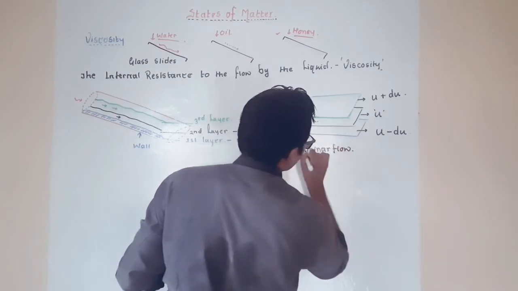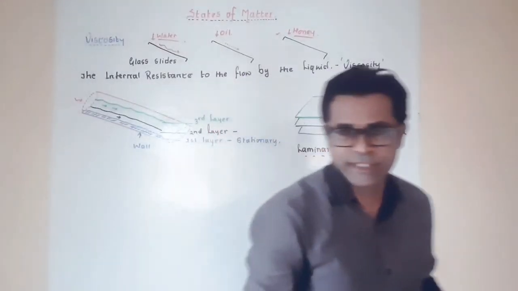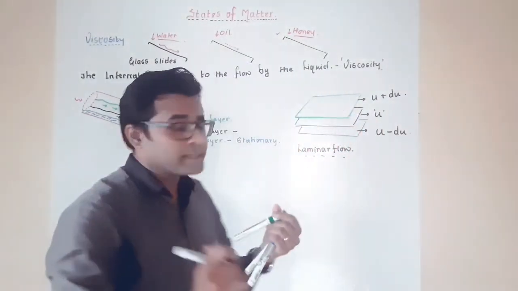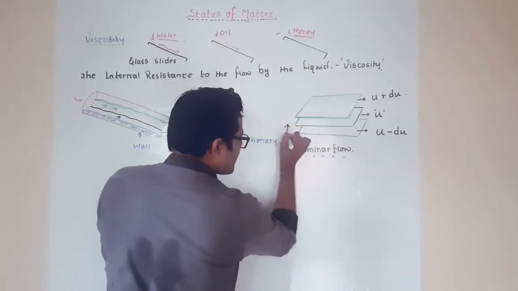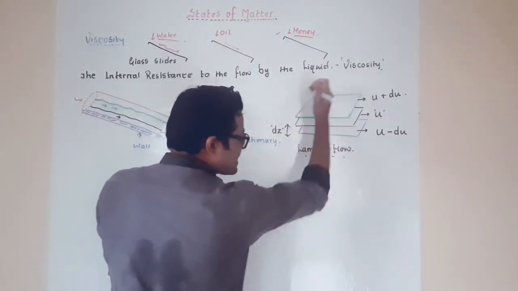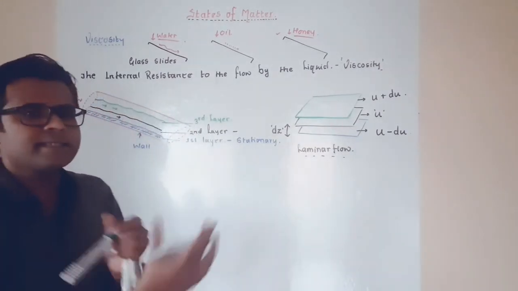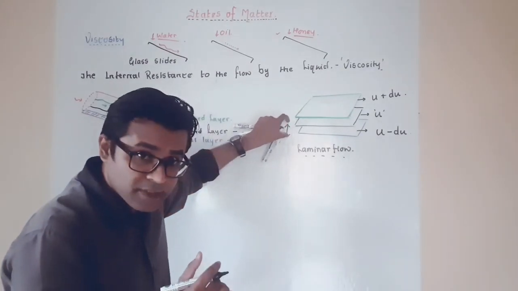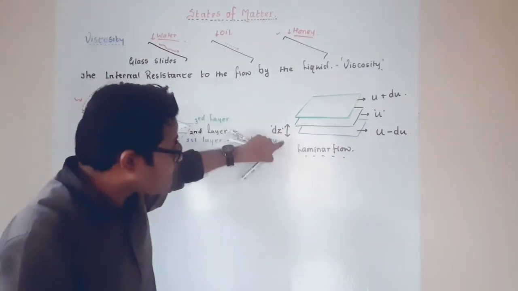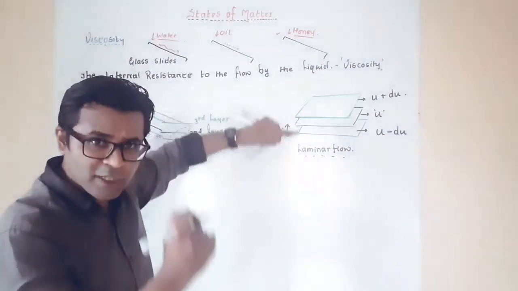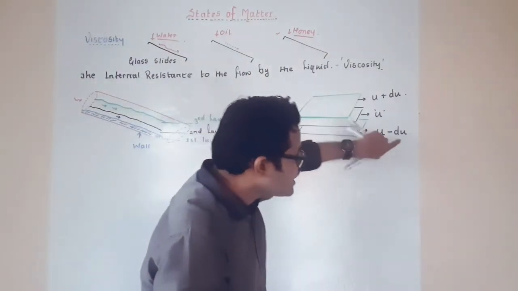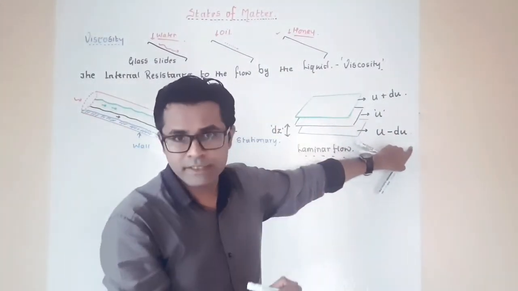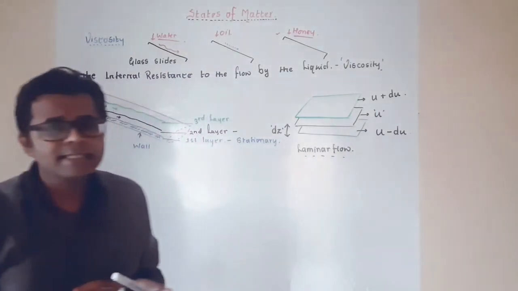So laminar flow is nothing more than the gradual increase in the velocity between two layers separated by a certain distance. Let's say that the distance by which these layers are separated is dz. So dz will represent the distance of separation between the two layers, and du will represent the velocity difference between the two layers. Okay, so that particular thing we call the laminar flow.